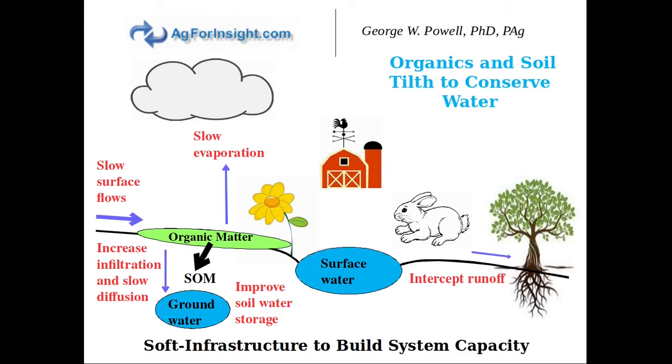So surface organics play a critical role in slowing surface flows, intercepting runoff, and slowing direct evaporation from the soil surface. This allows for a greater fraction of that surface water to infiltrate and diffuse slowly into groundwater. And as organic matter decomposes and contributes to soil organic matter, it really improves the soil water storage. So you're getting the benefit of greater interception, less loss, and improved storage through organics and soil tilth.